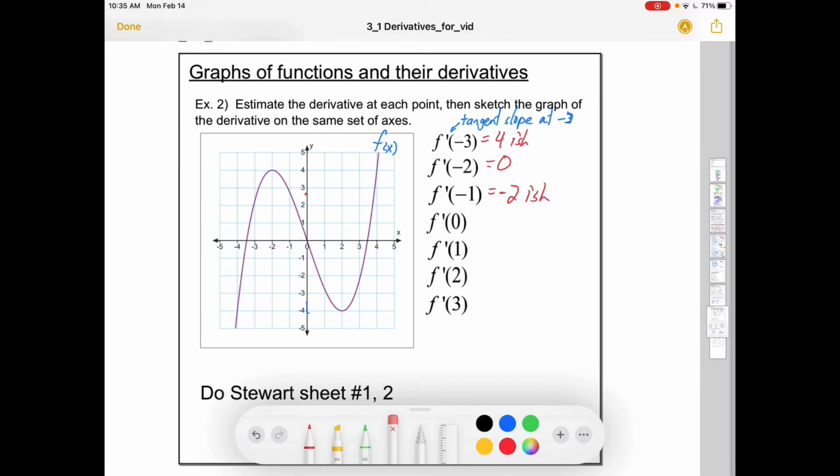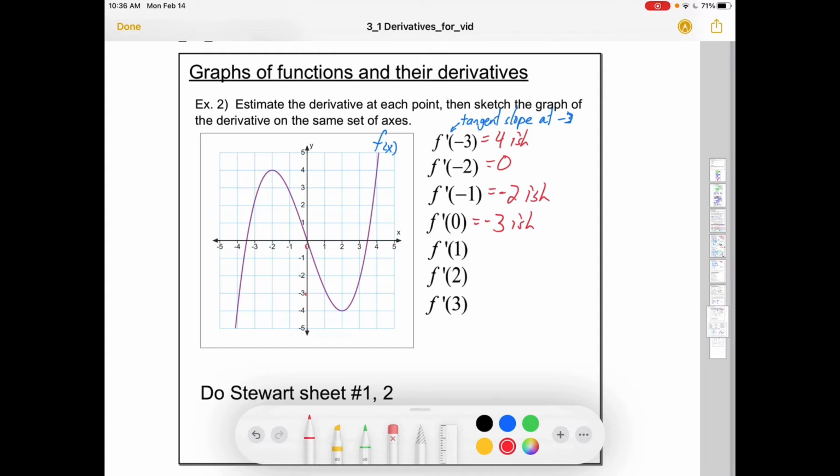I'll find some more slopes by just estimating what the tangent looks like. So the tangent at 0 might look something like this. Seems reasonable. It looks like it has a slope of down 3 over 1, about negative 3-ish. Now your tangent might look a touch different, and that's okay. We're just making estimates here. But the tangent at 0 should probably be steeper than the tangent was at negative 1. Let's keep going through this.